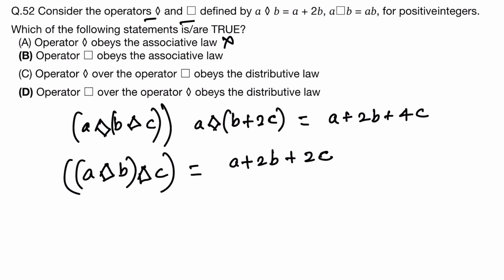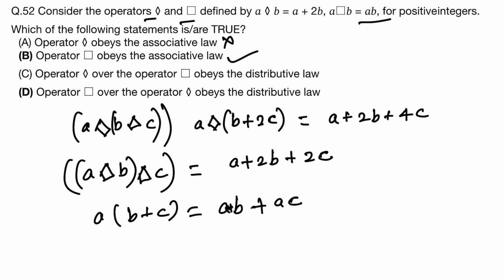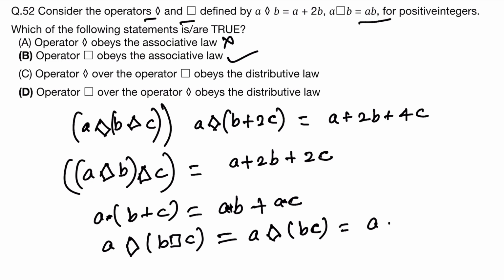For a square, this is simply multiplication, so it follows; no need to check. Next, the operator rhombus over the operator a square, the distributive law. What is the distributive law? Like we know a into b plus c, according to the distributive law we distribute like this: ab plus ac. This is multiplication. So accordingly, just take an example. At first, a rhombus b square c. What will be its value if we solve? It will be a plus 2bc.